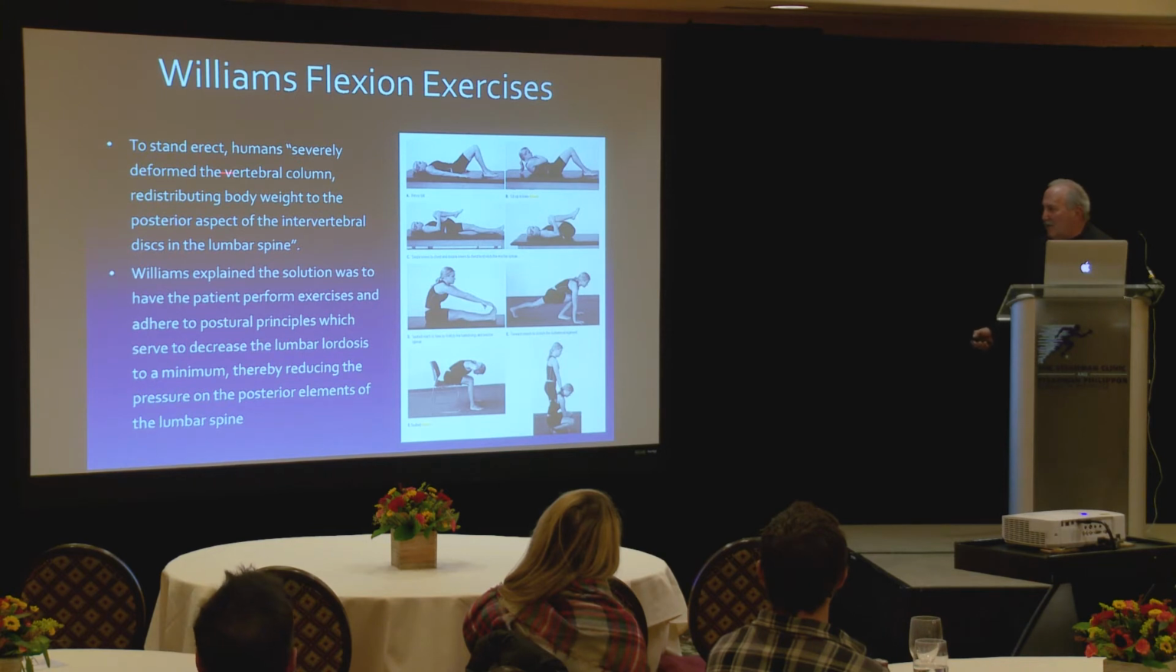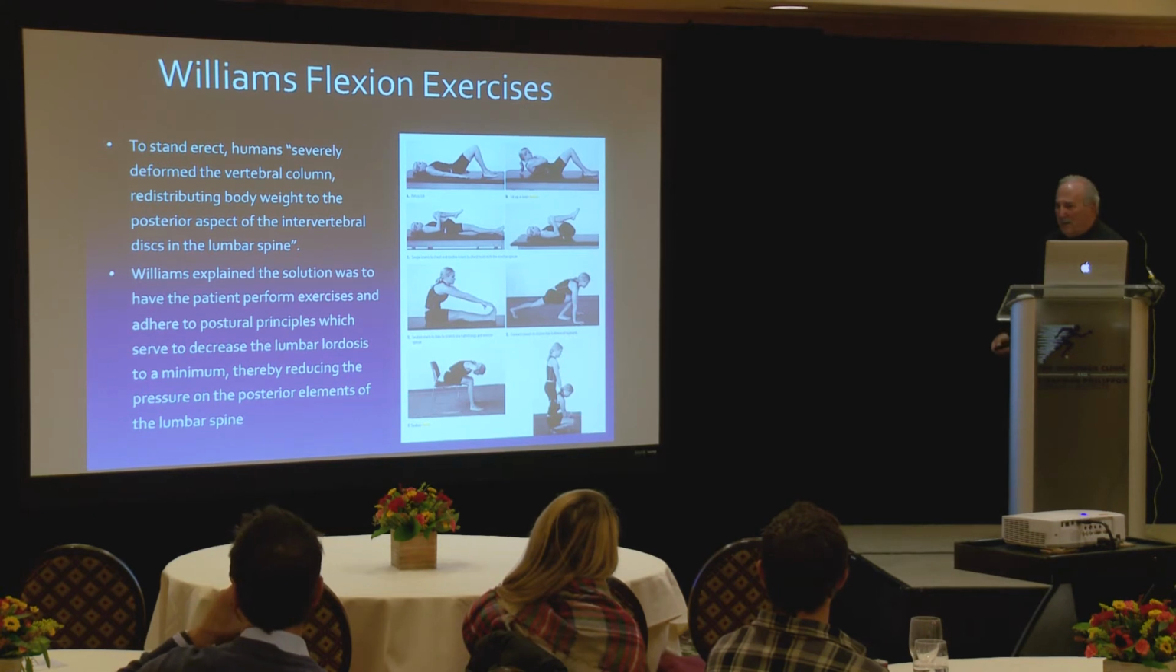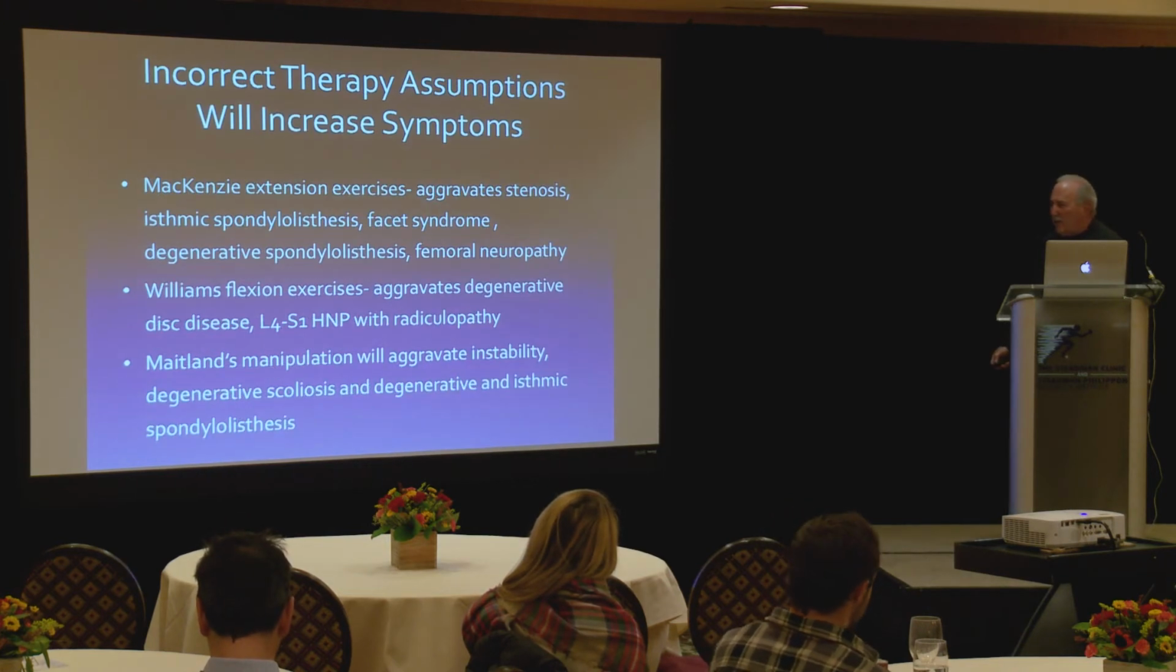Williams flexion exercises. He said to stand erect, humans severely deform the vertebral column, redistributing body weight into the posterior aspect of the lumbar spine. So he wants you to do flexion. And flexion is great for stenosis, for patients with other problems. But Williams flexion is no good for what? Discs. So you have to pick your poison and know which one you want to do.